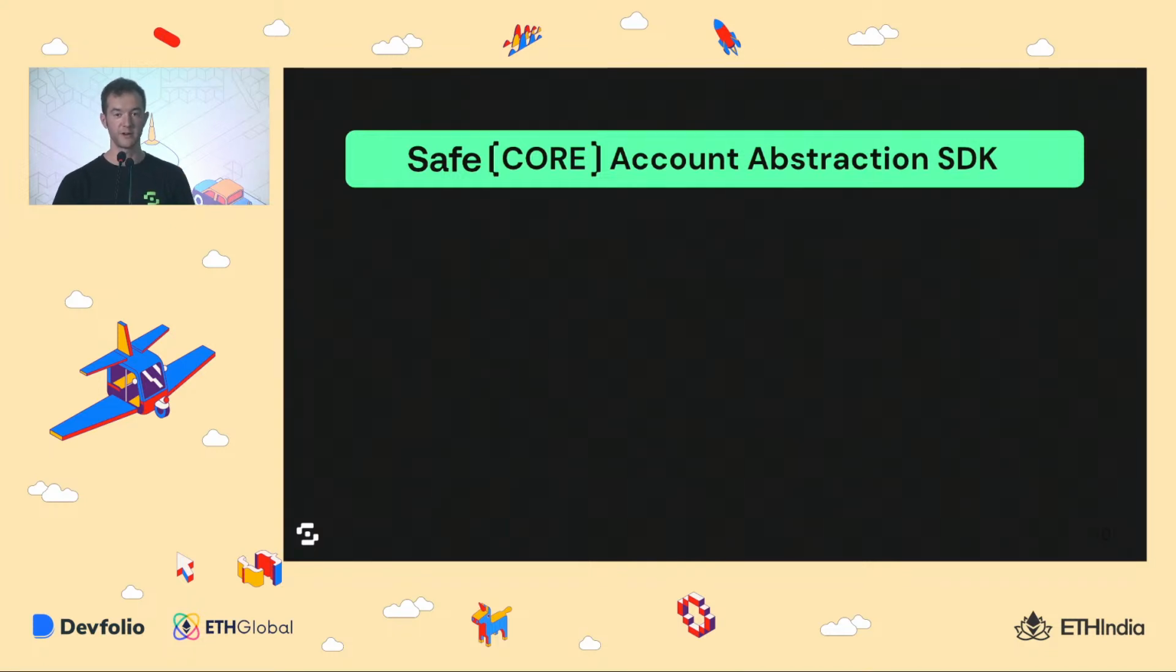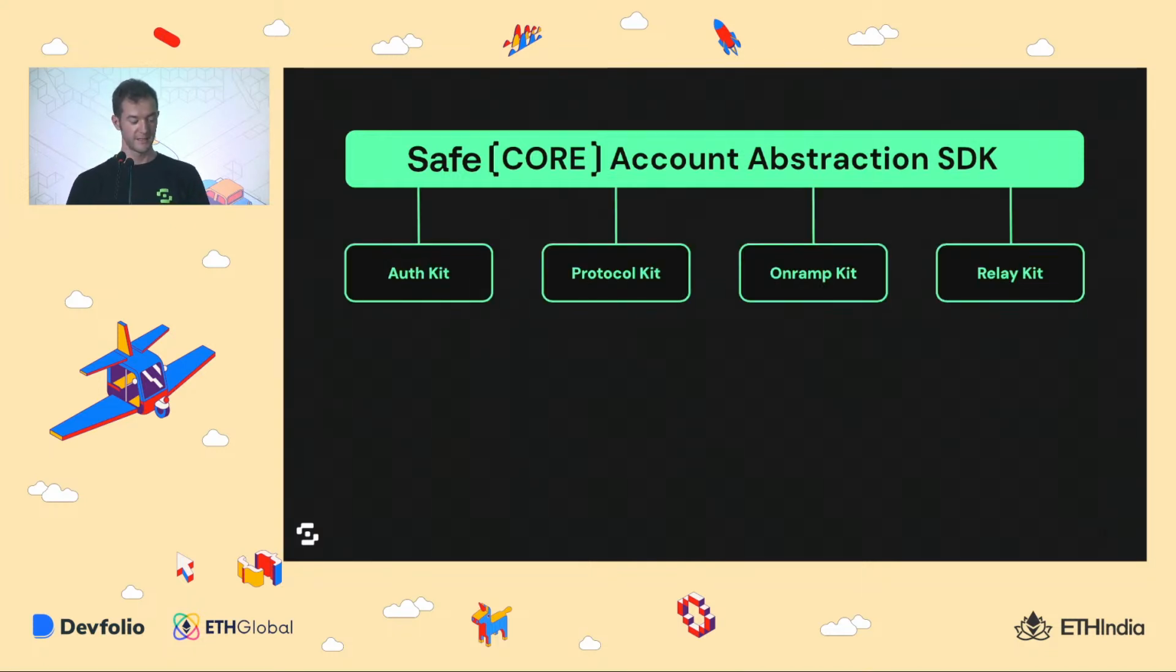We have the Safe Core Account Abstraction SDK that has four libraries or kits: the auth kit, the protocol kit, the on-ramp kit, and the relay kit. All of them together will create a more familiar experience for users that are coming from the Web2 world. For each of these kits, we decided to go with a third-party provider that supports the functionality for each of them.